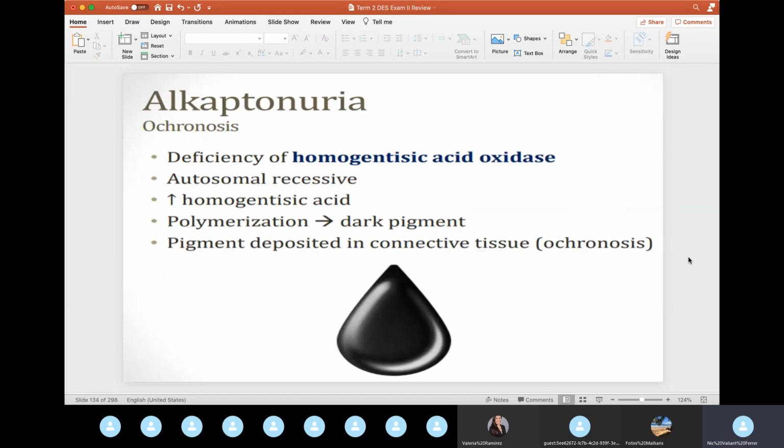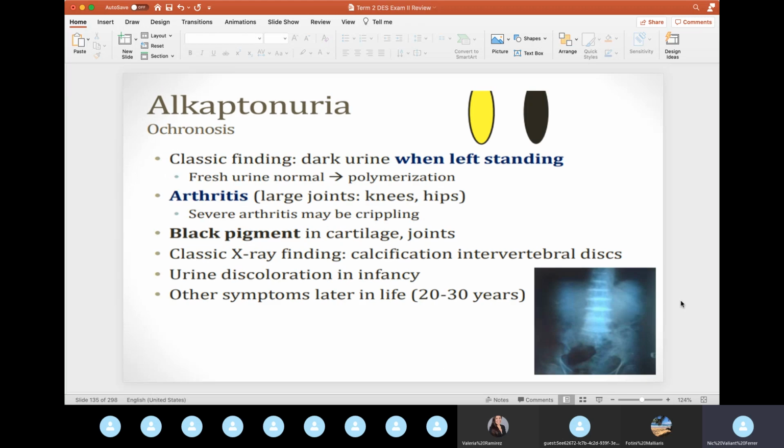All right. So alkaptonuria, as I've said, dark pigment, ochronosis. That's the word that I'm looking for. Ochronosis. The pigment is deposited in connective tissue. So what's the finding? Dark urine when left standing.